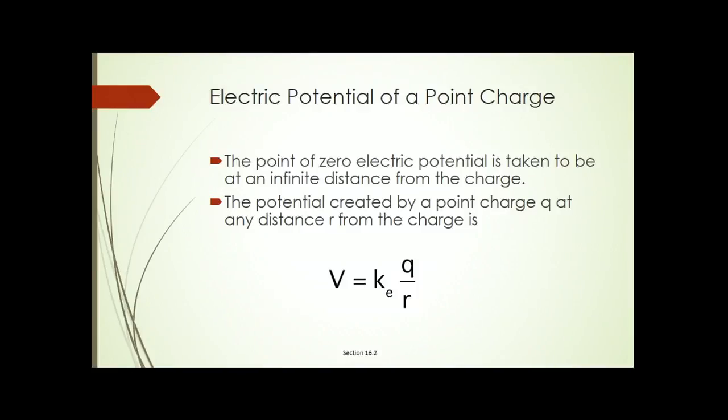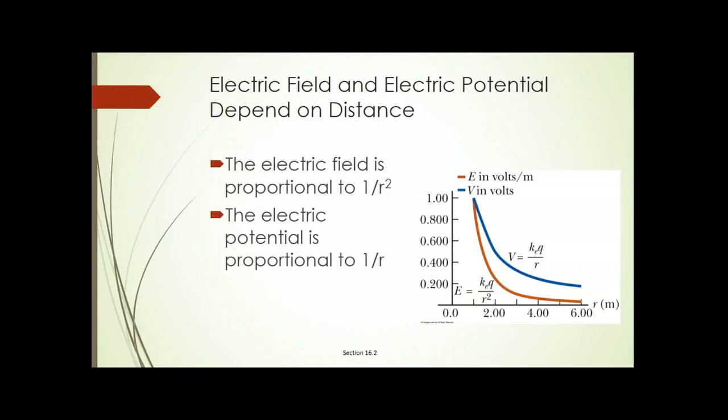So how far away I am from that charge distribution, I'm going as 1 over r. So I'm actually going to go as 1 over r instead of 1 over r squared. If I graphed this out and looked at the graph, my electric field goes away as 1 over r squared. My electric potential goes away as 1 over r.